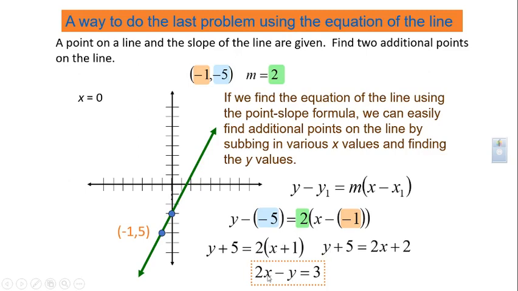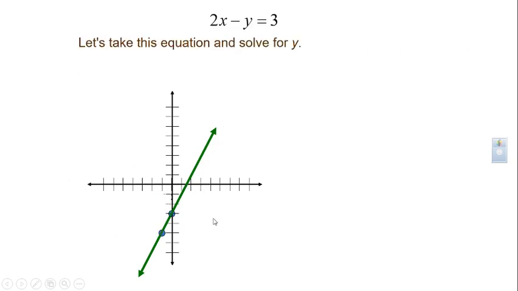If I plug in 0 for x, I get y equals -3. So the y-intercept is (0, -3). If I plug in 0 for y, the x-coordinate is going to be 3/2. So the x-intercept is 3 over 2.